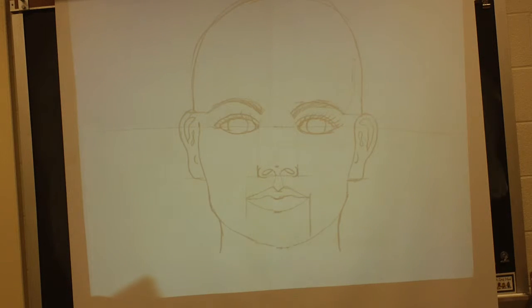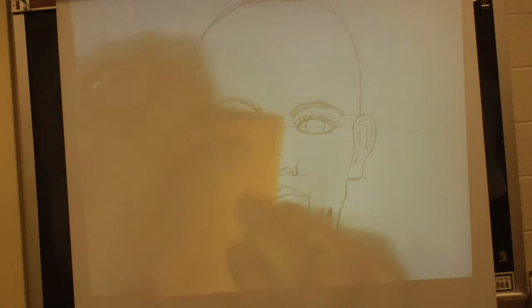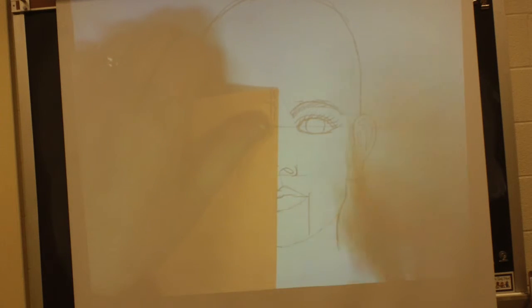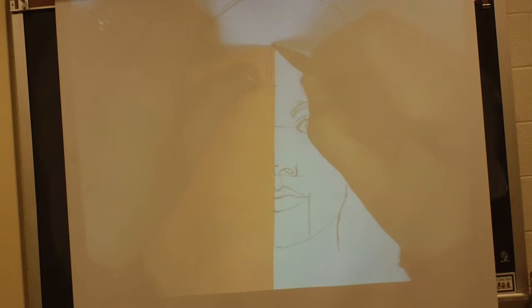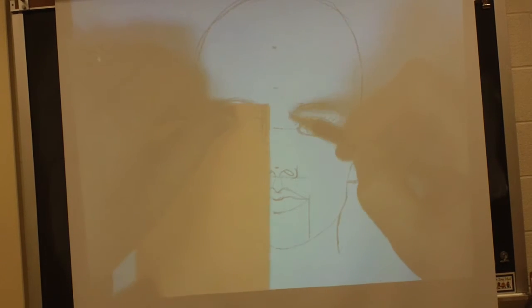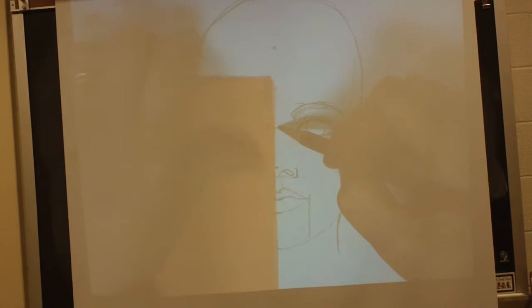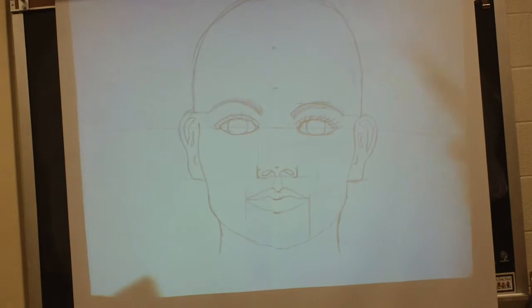Now your hairline, where your hair starts to grow out of your forehead, is 2 eye lengths up from your nose bone. So there's 1, 2. Not just 1 eye length, but 2.